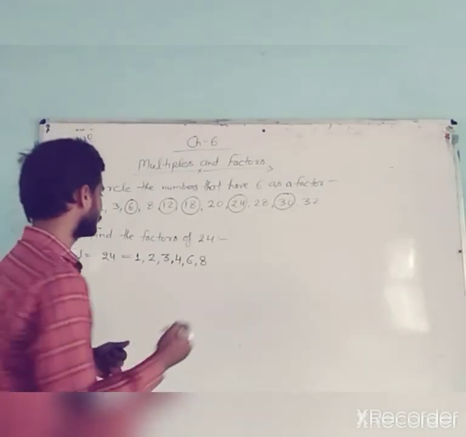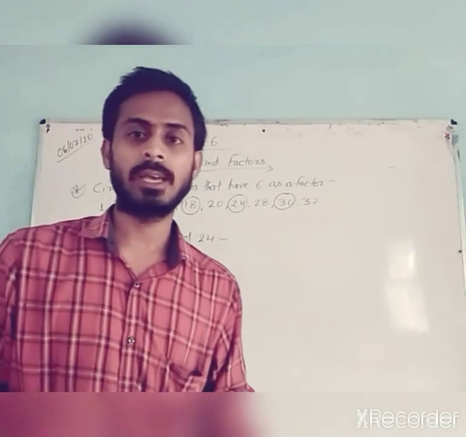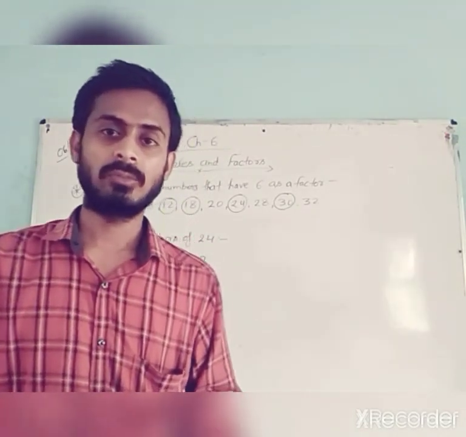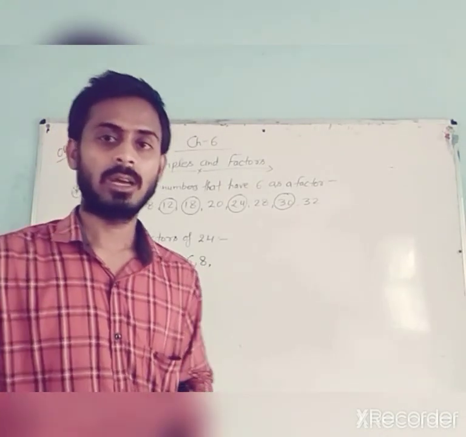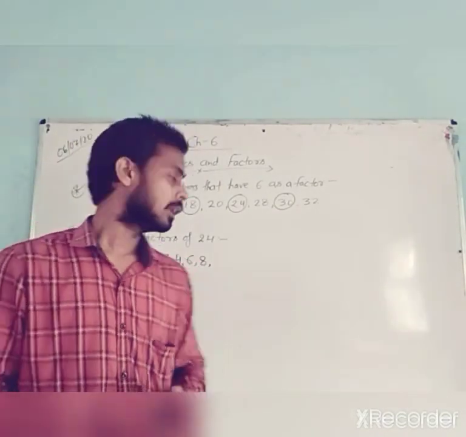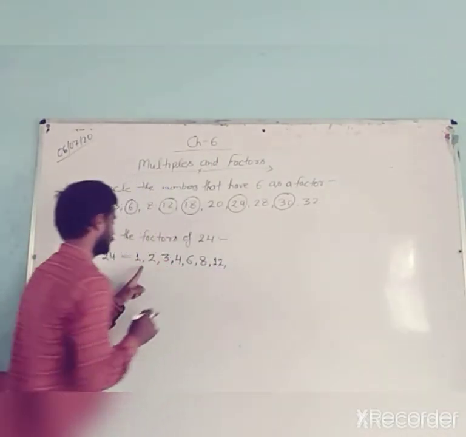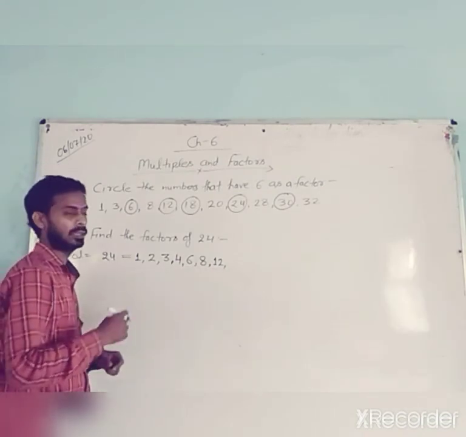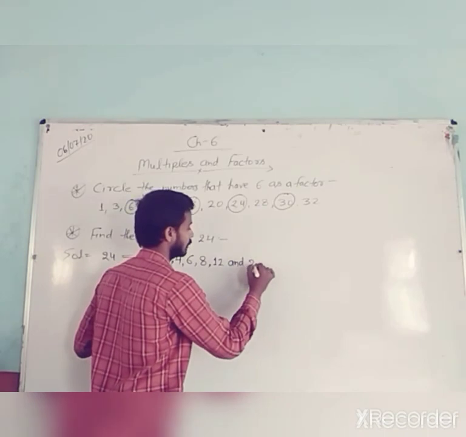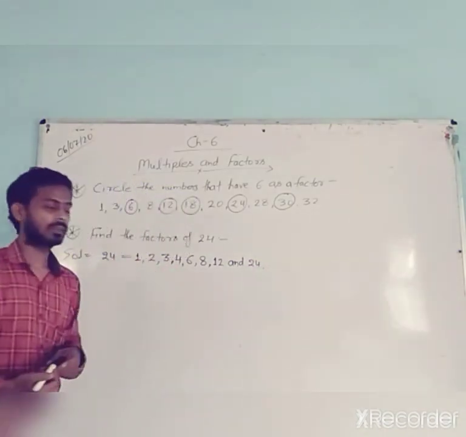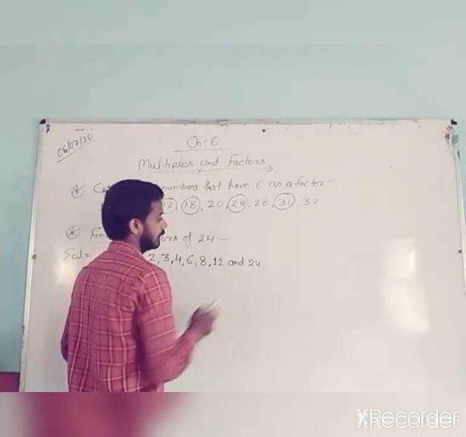Next number is 9: 9 3s are 27. Again 9 is not a factor of 24. 10 3s are 30, 10 2s are 20. Again 10 is not a factor of 24. Then 11 is not, 12: 2 12s are 24. See, 2 12s are 24. Then after that, the number itself, 24. Clear? So 24 has 1, 2, 3, 4, 6, 8, 12, 24. 8 factors. Okay.